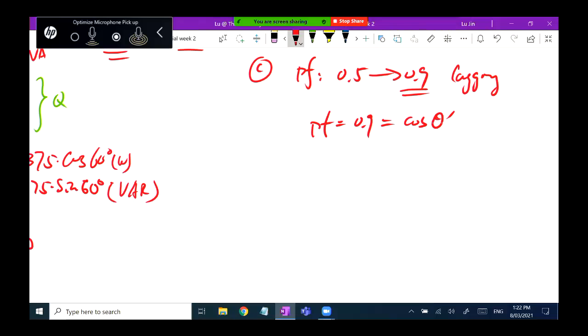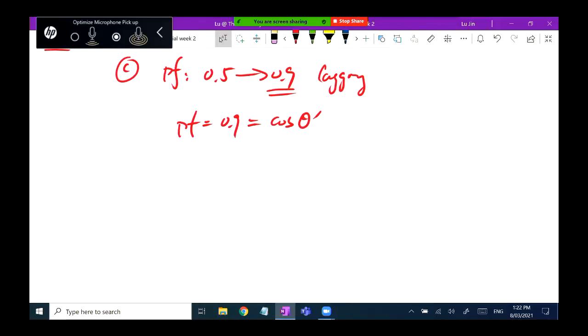I'll draw the original power triangle first. The original one looks like this, and this is theta equal to 60 degrees. This is the result from the first part. But now we want to change it. The real part, P, remains unchanged, but the angle of this power triangle will change to something like this. This angle is a new angle. We call this theta prime.